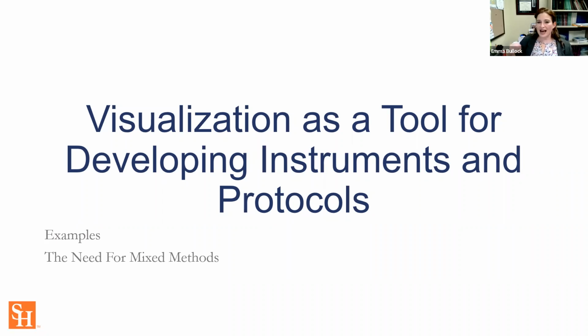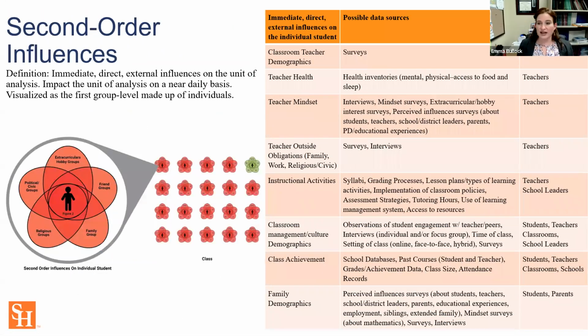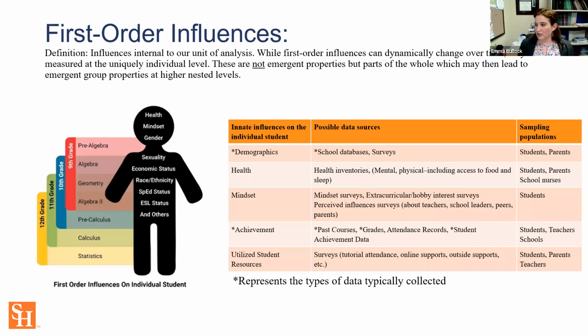Remember, I want to get into the weeds. I want to get into how do we do it? So how do we use those as a tool for developing instruments and protocols that purposefully and thoughtfully collect data across influence levels? So if you go back, we're going to go back here. I'm just going to offer an example for the sake of time. I could offer more examples, but for the sake of time, I'm just going to do one. Come to the workshop, we'll do more.